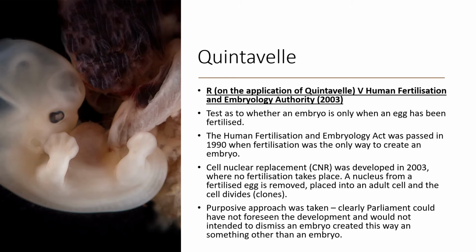Now, in Quintavalle, or to give the case its full name, the Crown on the application of Quintavalle and the Human Fertilisation and Embryology Authority, there was a test as to whether an embryo exists only when an egg has been fertilised. Now, the Human Fertilisation and Embryology Act was passed in 1990 when fertilisation was the only way to create an embryo. Now, a technique was developed in 2003 called cell nuclear replacement. No fertilisation takes place here. A nucleus from a fertilised egg is removed, placed into an adult cell, and then the cell divides or creates clones. Now, to understand whether this was still an embryo, the purposive approach was taken.